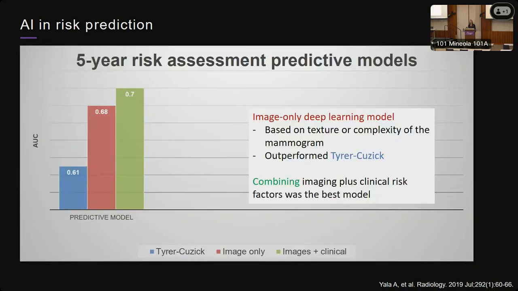What's interesting about this study is they also compared it to Tyrer-Cuzick. So we have Tyrer-Cuzick over here in the blue with the lowest accuracy at 0.61 in this particular population. And then this was their imaging deep learning model. And then if they added in some clinical features, that was the most accurate. If they used imaging and clinical features to predict risk, they did a pretty good job at 0.7.